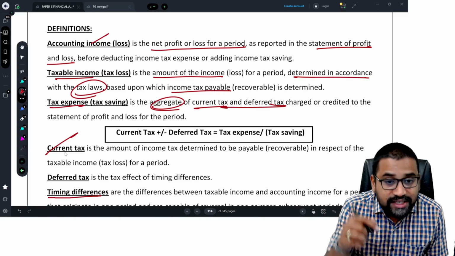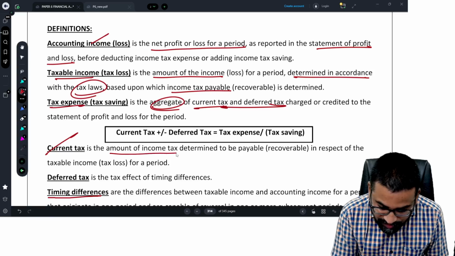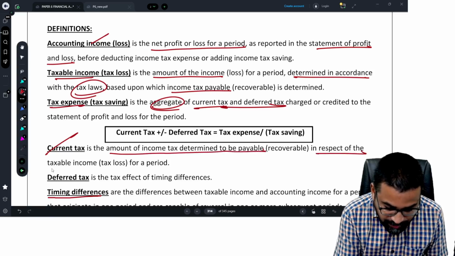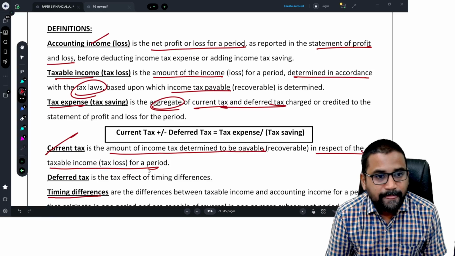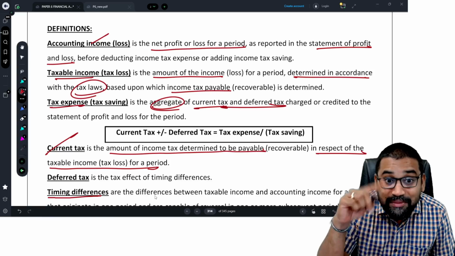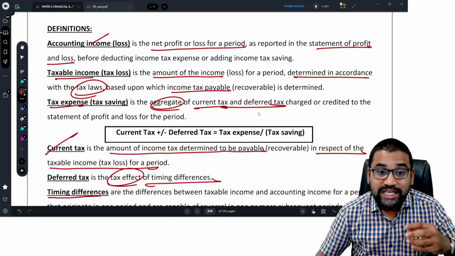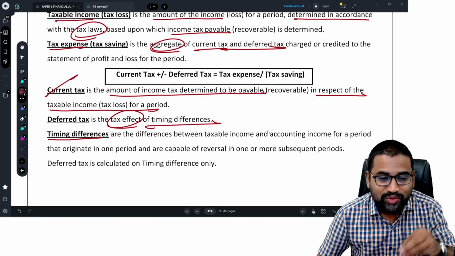What is current tax? This year's tax liability you calculate as per the Income Tax Act. It is the amount of income tax determined to be payable in respect of the taxable income for the period. What is deferred tax? Deferred tax is the tax effect of what? Timing differences. What is the tax effect of this timing difference now?